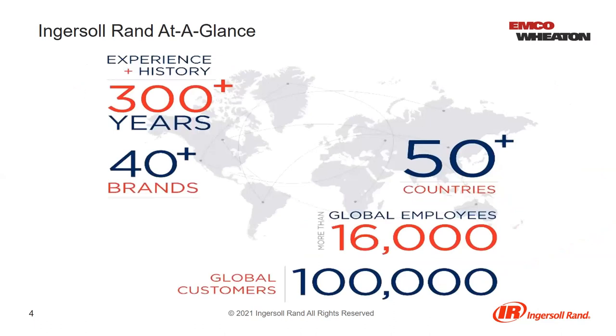A little bit about Ingersoll Rand itself. Emco Wheaton is part of the Ingersoll Rand Group, and we have a long history of more than 300 years. We have more than 40 brands combined under Ingersoll Rand, we are present in more than 50 countries, with more than 16,000 global employees and more than 100,000 customers. This offers big advantages to us, but especially to our customers, since we can supply solutions not just for loading systems but for several other applications, and we have experts that can help you solve every problem that has to do with loading solutions or transfer of fluids.